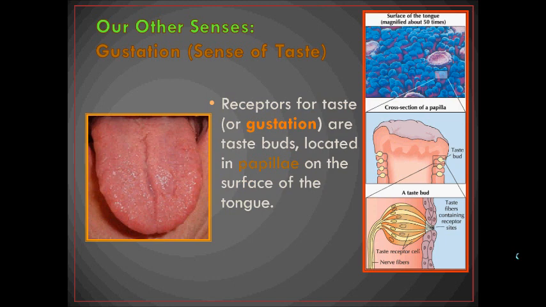Regarding taste, gustation, the sense of taste, we have receptors for taste on our tongue, and these are taste buds located in papillae on the surface of the tongue. You can see in the picture in the upper right corner, the surface of the tongue magnified about 50 times. You can see all the little buds. They're ready to capture the chemicals that are falling onto it from various foods and liquids that we're consuming.